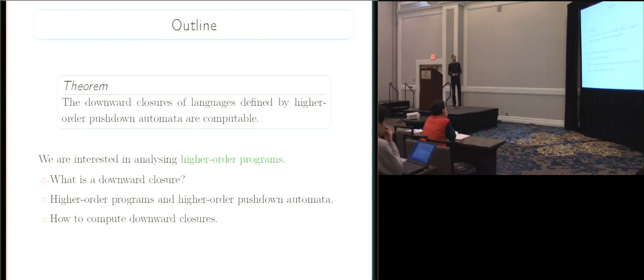The first two questions I usually get asked are, what is a downward closure and why am I interested? So that's what I'll start with. And I'll say a bit about higher order programs and higher order pushdown automata. And then I have some slides on the techniques that we need. Some of these techniques are of general interest, and some of them are more specific. And I'll see how many of those I get through.